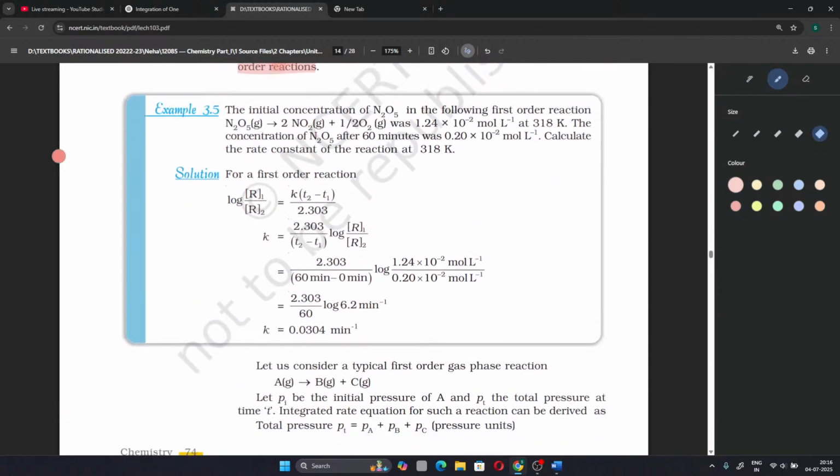The initial concentration of N2O5 in the following first order reaction, N2O5 gives NO2 plus half a mole of oxygen, was 1.24 into 10 power minus 2 at 318 Kelvin. The concentration of N2O5 after 60 minutes was 0.20 into 10 power minus 2 mole per liter. Calculate the rate constant of the reaction.